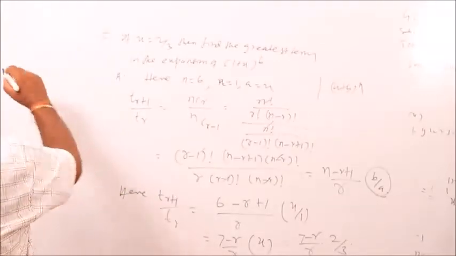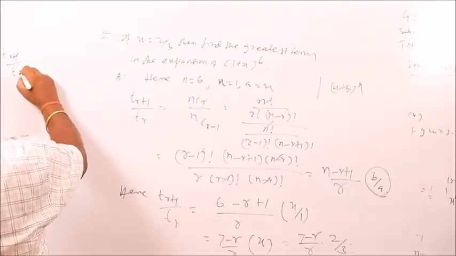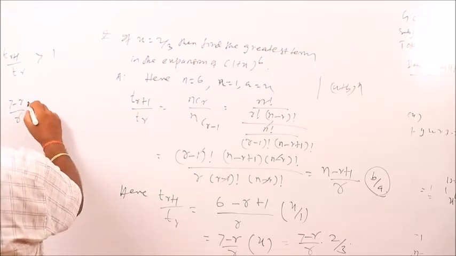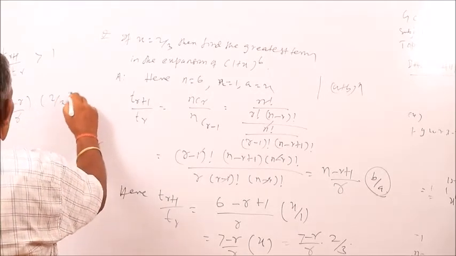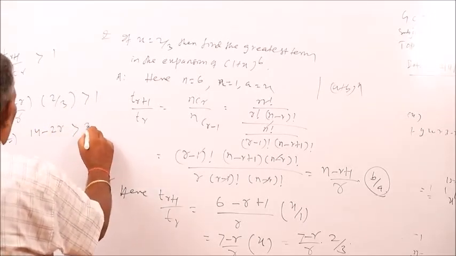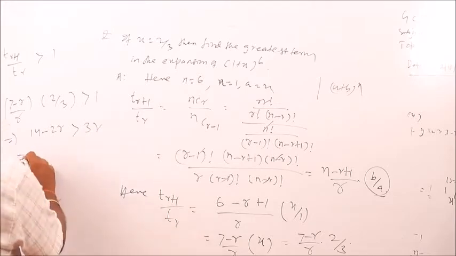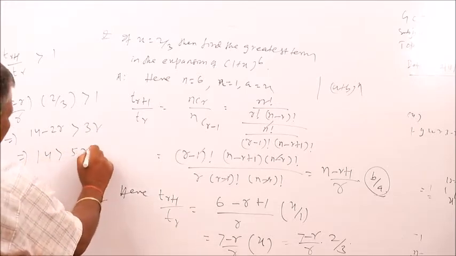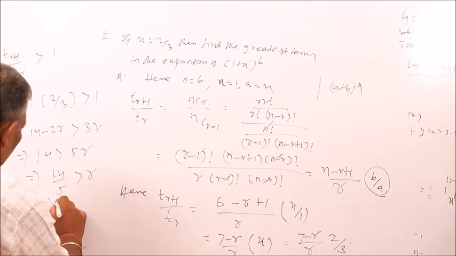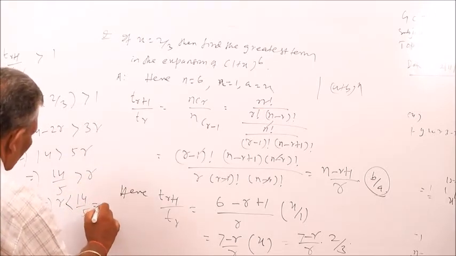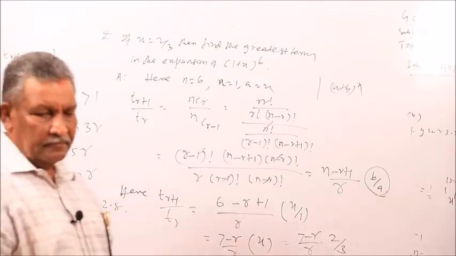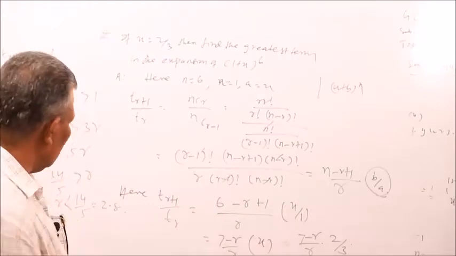We always take T(r plus 1) by T(r) greater than 1, that implies (7 minus r) by r into 2 by 3 greater than 1, that implies 14 minus 2r greater than 3r, that implies 14 is greater than 5r, or 14 by 5 greater than r, or r is less than 14 by 5. What is 14 by 5? That is 2.8. But r is a natural number, so what is the greatest integer?